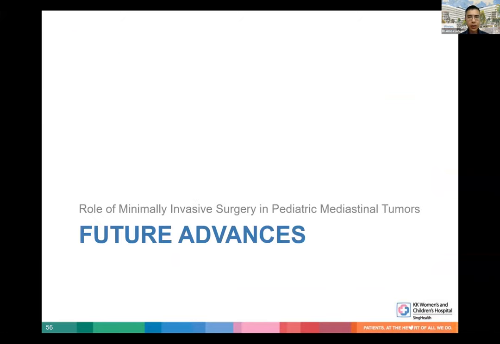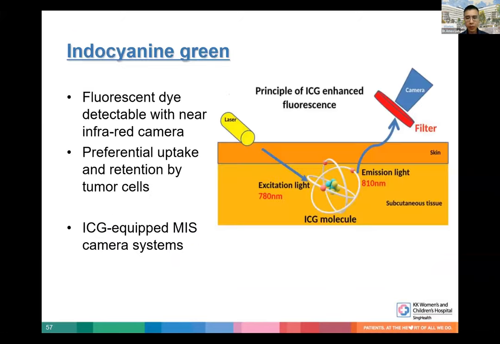I'm going to wrap up with a mention about ICG. I think this is relevant to talk about. Indocyanine green is a fluorescent dye, detectable with a near-infrared camera, and there's preferential uptake and retention by tumor cells because of the leaky lymphatics. And the advent of ICG-equipped minimally invasive camera systems, the most popular ones by Storz and Stryker, now have allowed for a plethora of applications of ICG in various cancer situations.